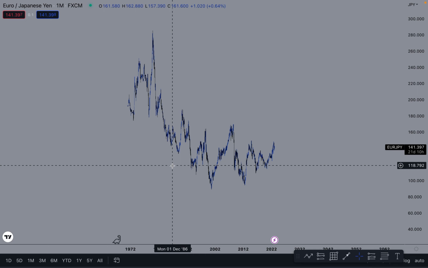Well, I don't trade EURJPY. I only trade three pairs, which is Nasdaq, Gold, and GBPUSD. But I was just going through the EURJPY chart and I found it really interesting, so I decided to share my thoughts with you all on EURJPY.